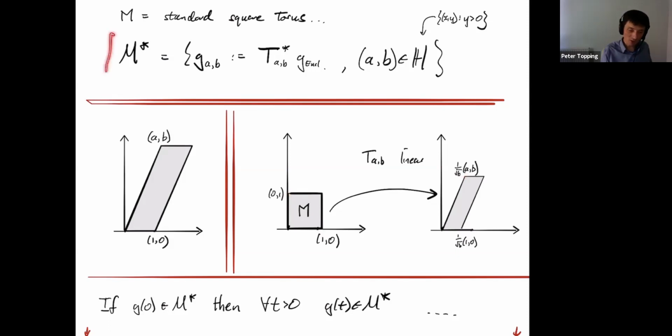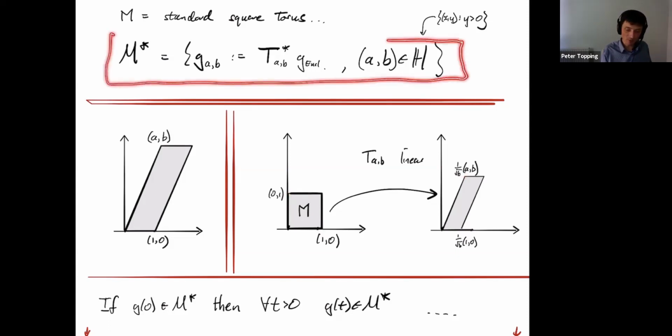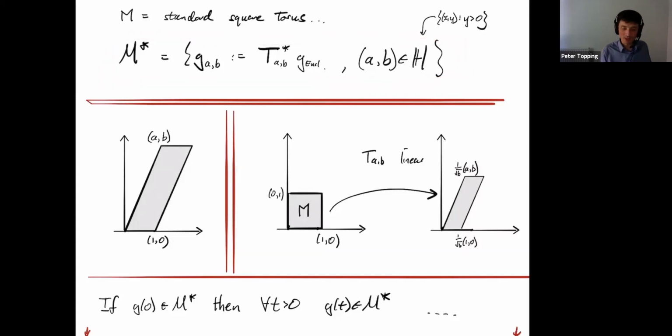Okay, so now you can actually read the definition of M star. So it's all the metrics, I'll write them g_{A,B}, which basically correspond to this essentially. So they're the pullbacks of the Euclidean metric. And (A, B) is varying over the upper half plane. And you should think of that as a hyperbolic space, because actually there's a very natural metric, the Weil-Petersson metric on this space, which coincides up to a constant with the hyperbolic metric.